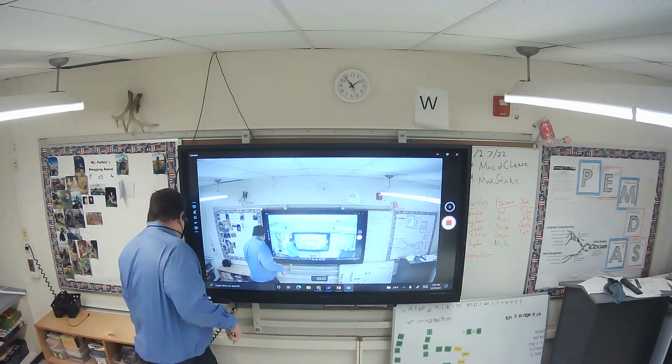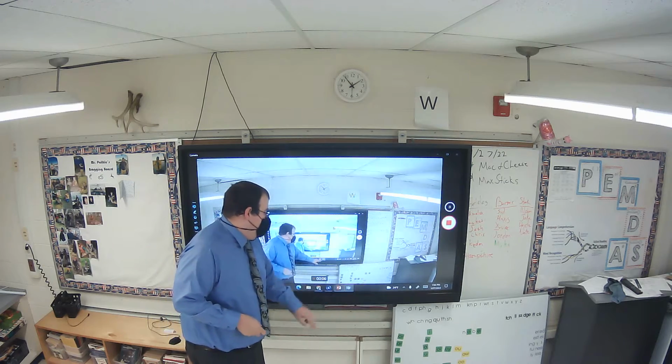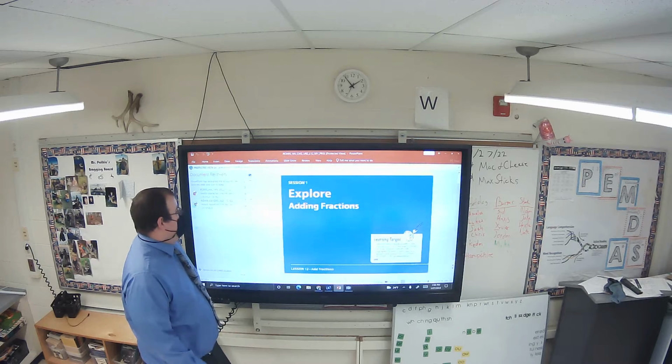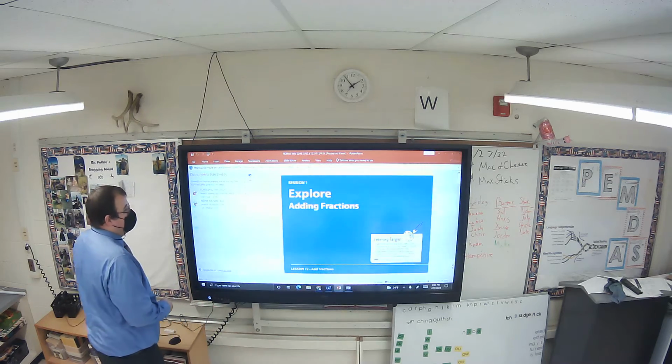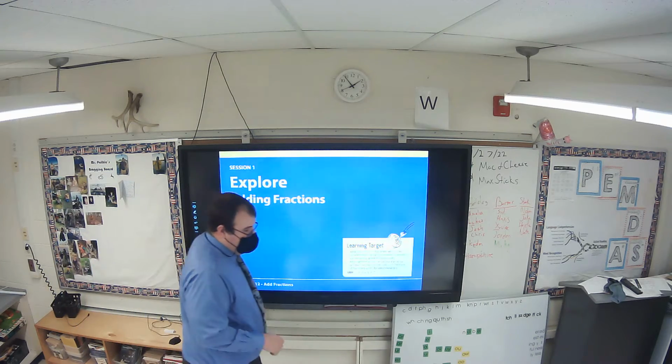Hello, we are on page 227, lesson 12, session 1. We are working on adding fractions today. So we've worked on adding decimals, subtracting decimals. Now we're going to work on adding fractions.